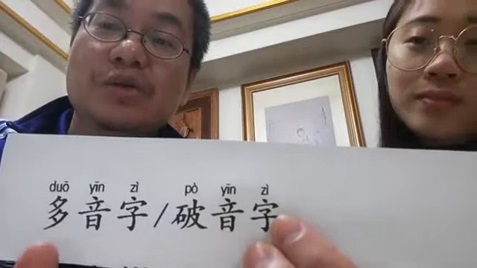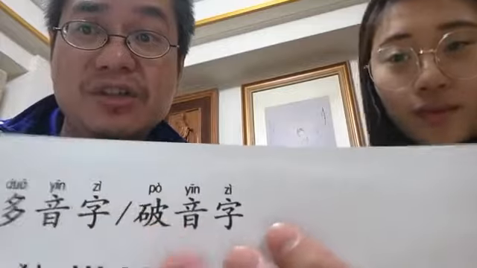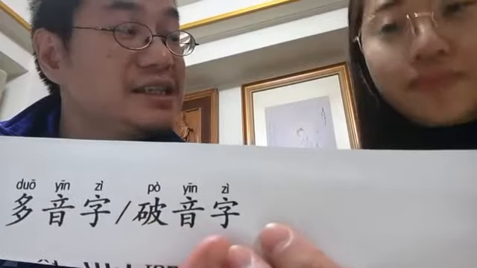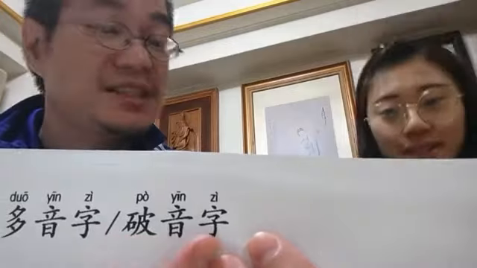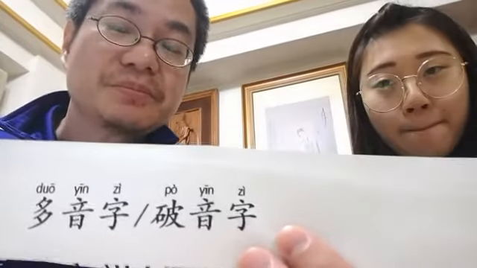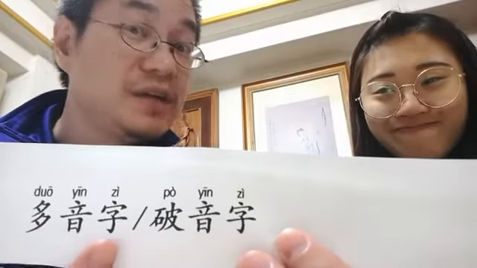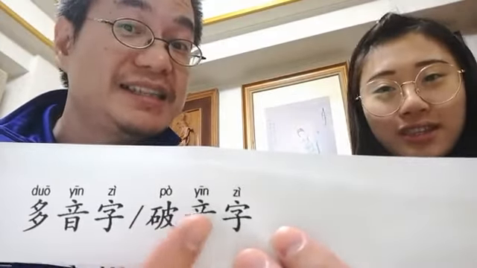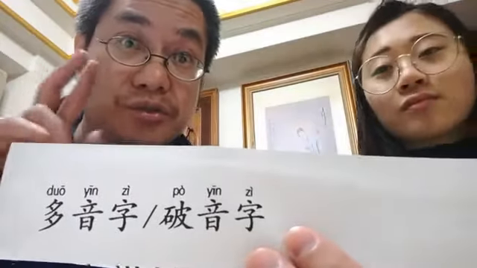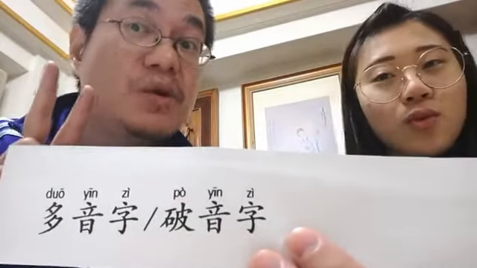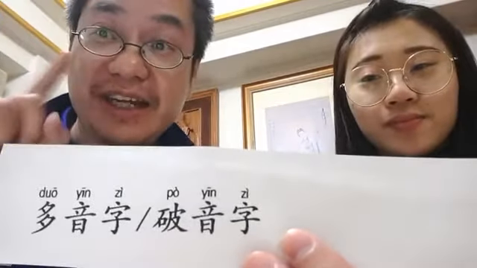多音字. But actually, we also call this kind of words 破音字, okay? Like in Taiwan, we say this 破音字. And in China, people call this kind of words 多音字. But in Taiwan, we call it 破音字. Okay, then today we are going to teach you two sets of 破音字. So let's do it right now.